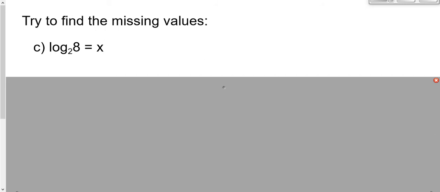All right, if we want to find out what x is, we're going to have to start by raising 2 to the x power equals 8. 2 to the x power equals 8.